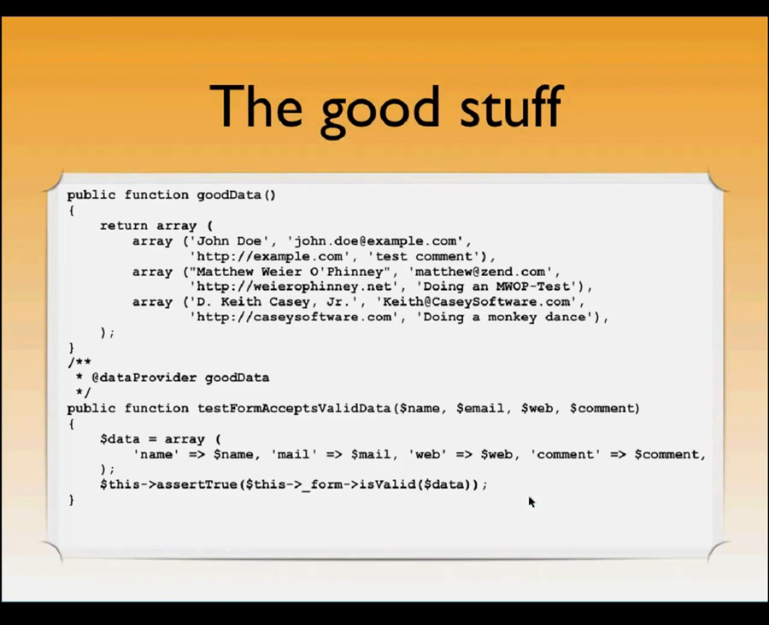So we have this form accepts valid data. We have the 4 elements that we want to pass through, and then with the data provider annotation, it automatically fetches every element in the array that's being returned. And all we need to do is assert true that this form is valid. So that's fairly easy, right?